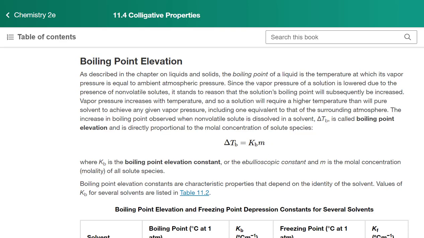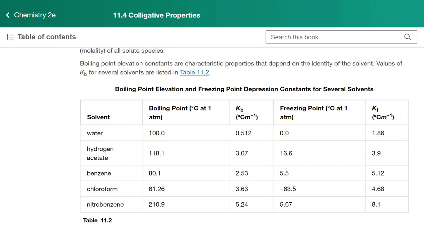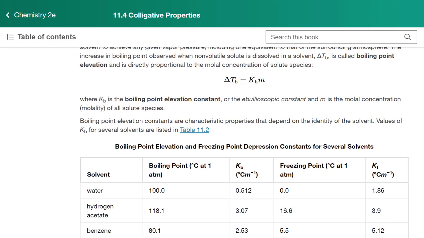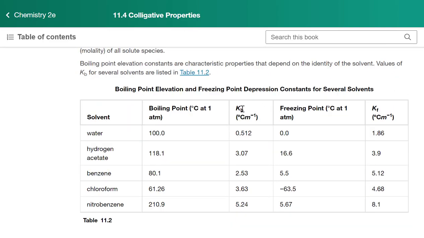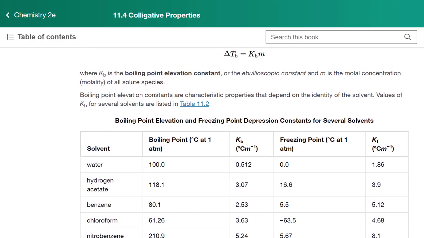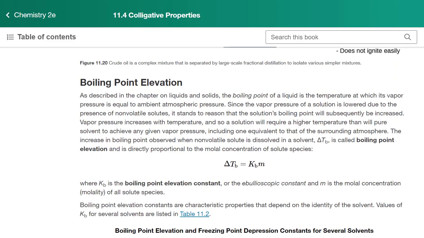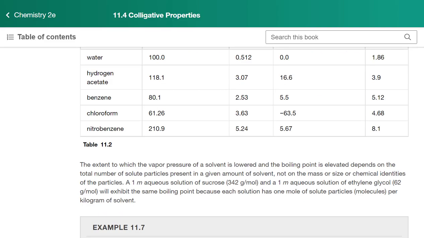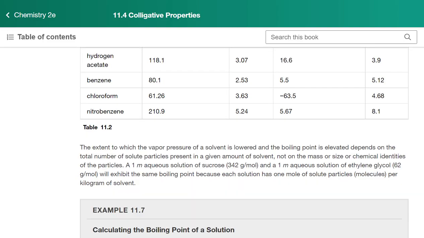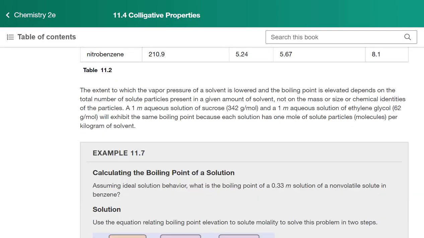This constant is a constant of the solvent. It is not related to the identity of the solute, only of the solvent. So we're showing here some values for this. So for a particular solvent, you could do a calculation related to that. So boiling point elevation is a colligative property, and it depends on the number of particles. That is all that it will depend on, not what those particles are.